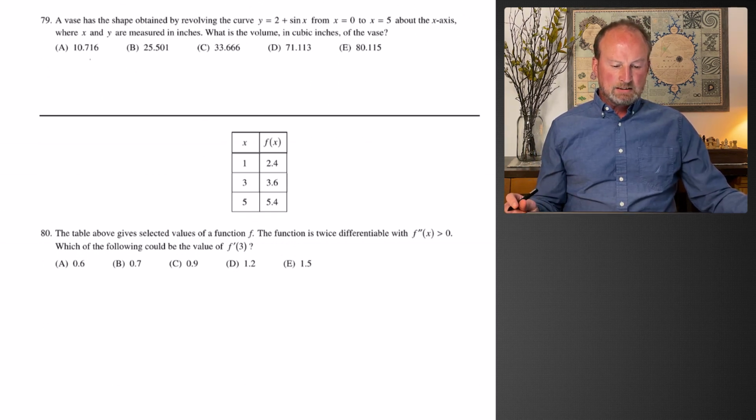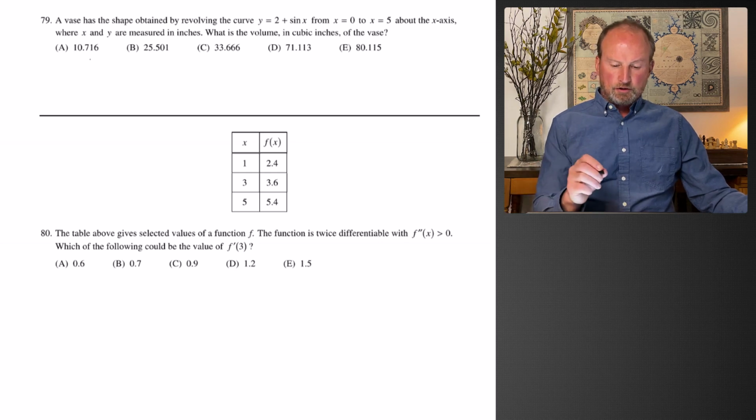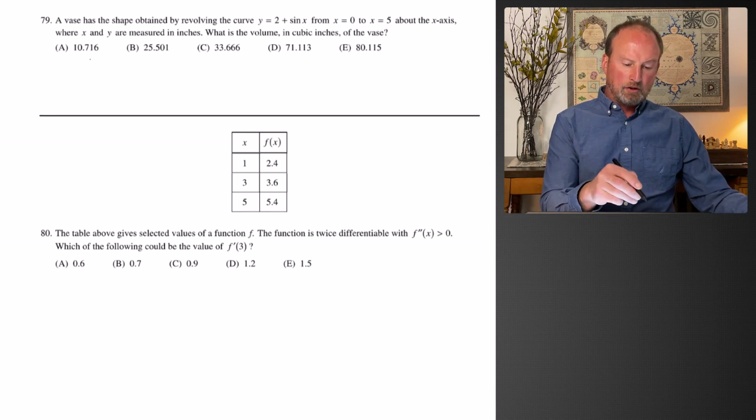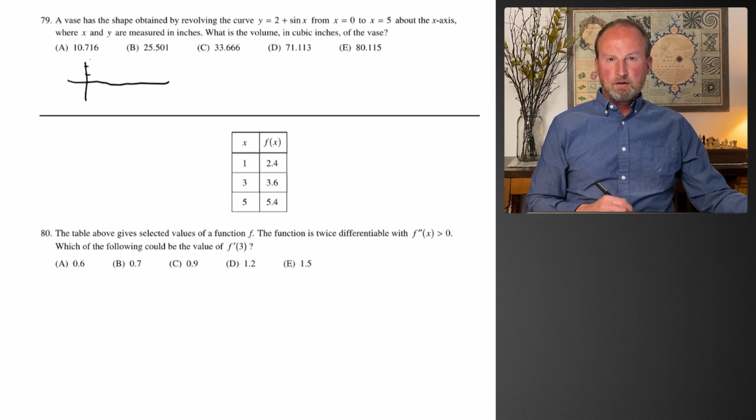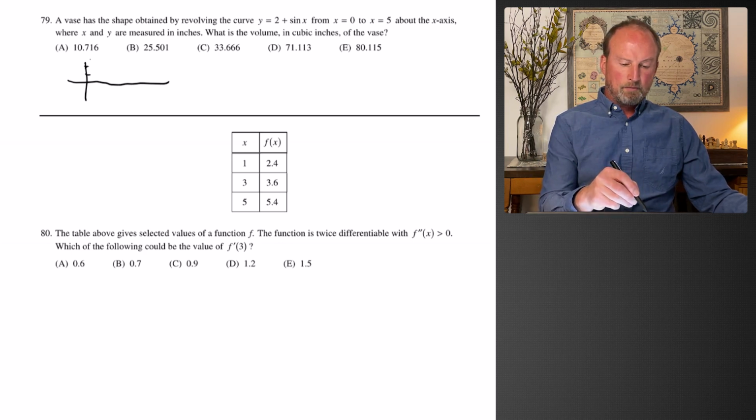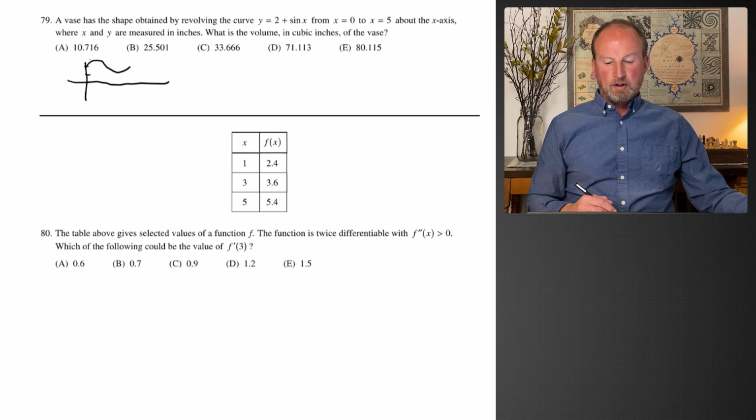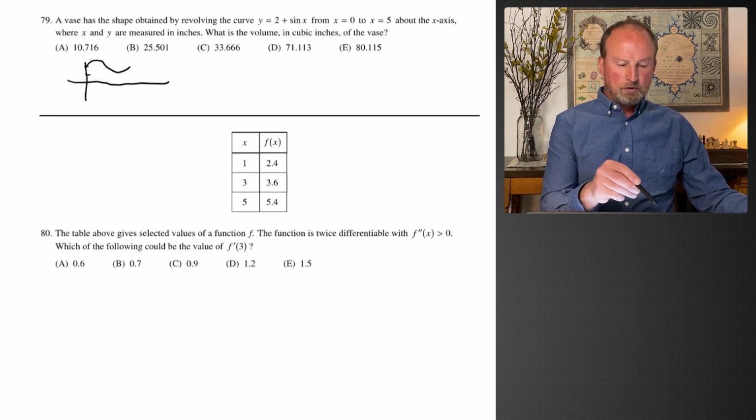Question 79. A vase has a shape obtained by revolving the curve given, from x equals 0 to x equals 5, about the x-axis. Okay, so let's just sketch a quick graph of what this thing looks like. You don't have to, but I think it's important. So a typical sine curve being shifted up, so it looks something like that. We're going to shut it down right here at 5.